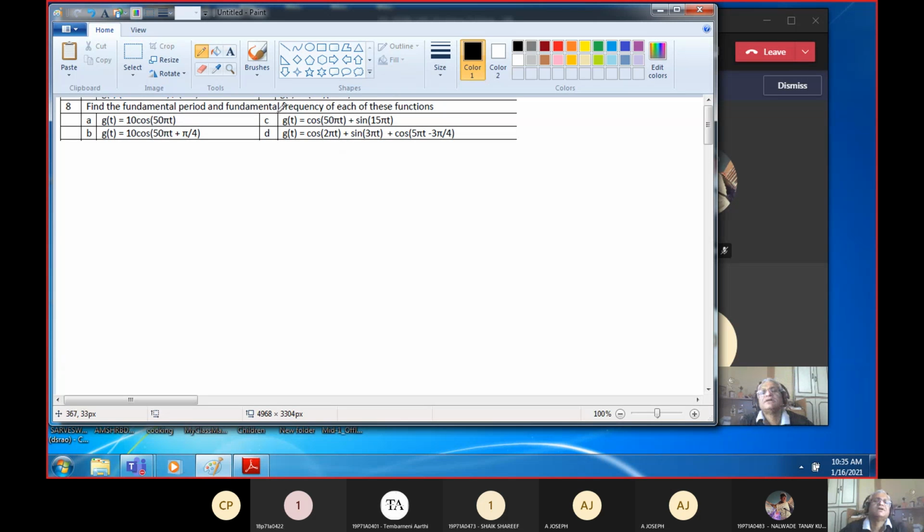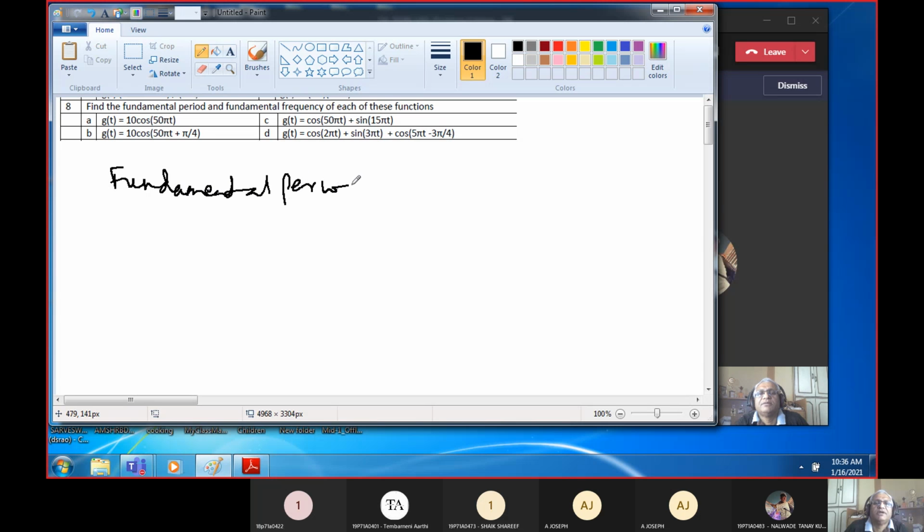in signals and systems. So when we read the problem here, find the fundamental period and fundamental frequency of each of these functions. Now here the important point you have to understand is we have to give the fundamental period. Please remember, it is not a first harmonic or anything like that. It is fundamental period. Ultimately, it will become first harmonic only. The fundamental period and fundamental frequency, both you have to find.